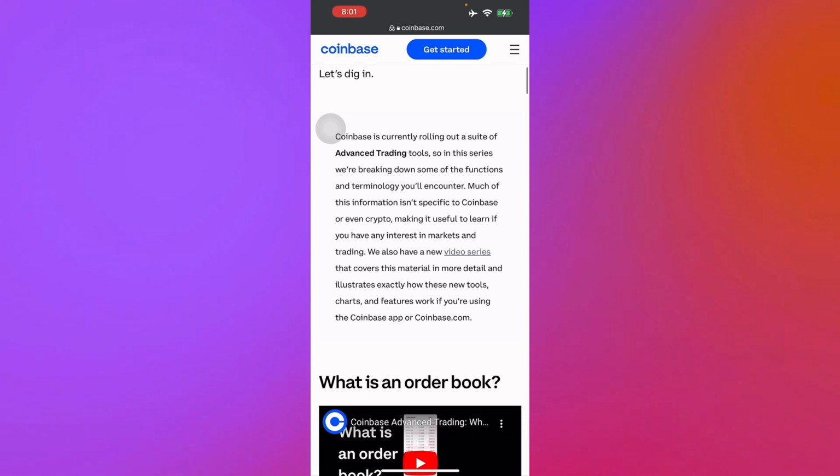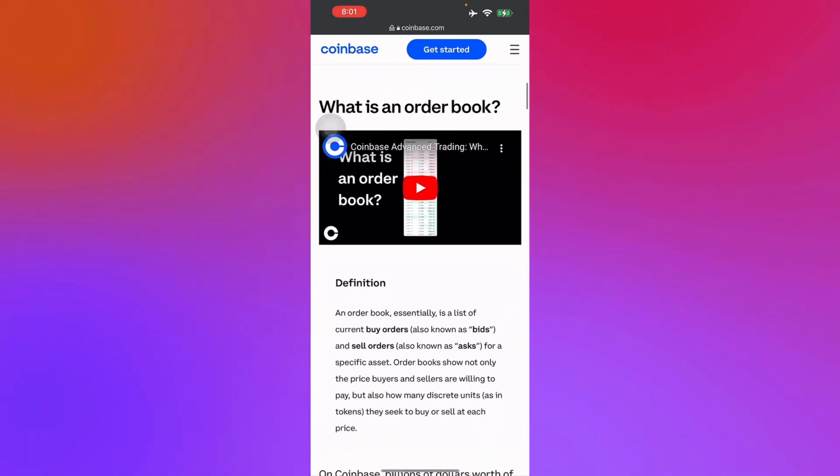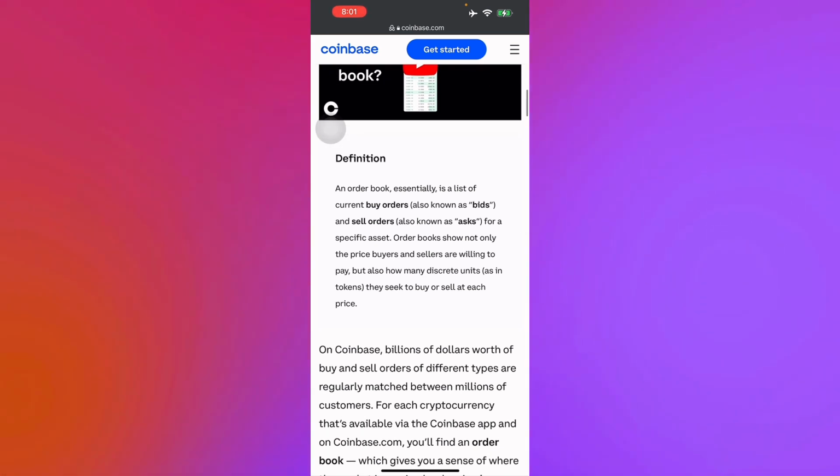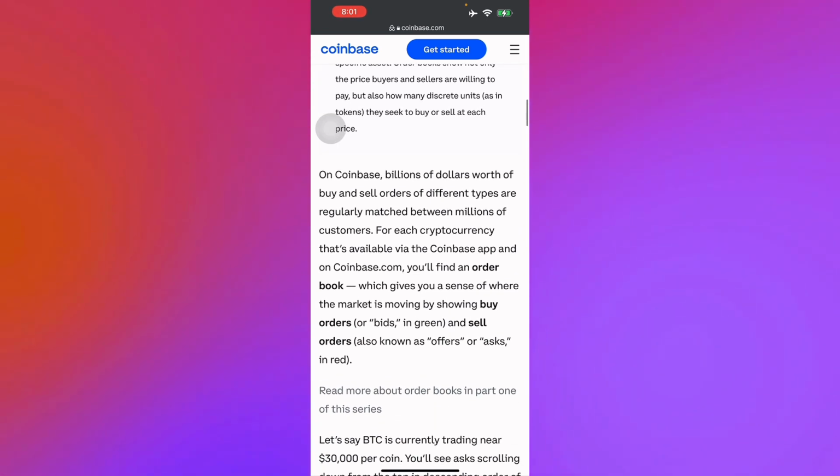Coinbase has actual advanced trading tools. In this series, they're going to break down the functions and terminologies. As you can see here, there's the definition of buy orders, known as bids, and sells, also known as asks. For a specific asset, order books show not only the price buyers and sellers are willing to pay, but also how many discrete units, as in tokens, they seek to buy or sell at each price.